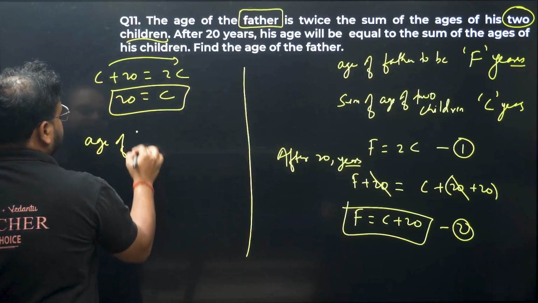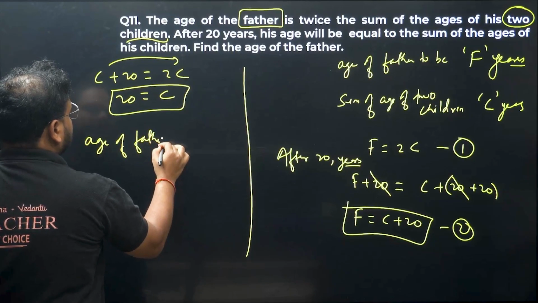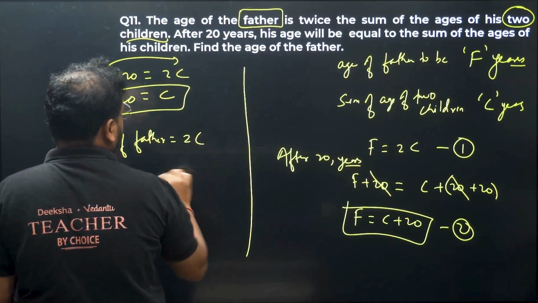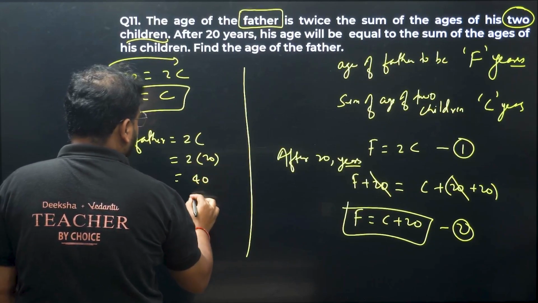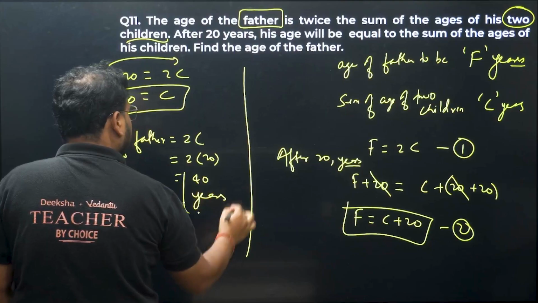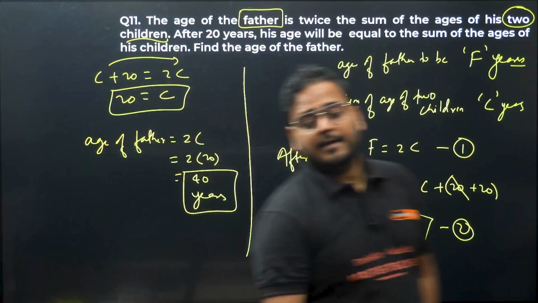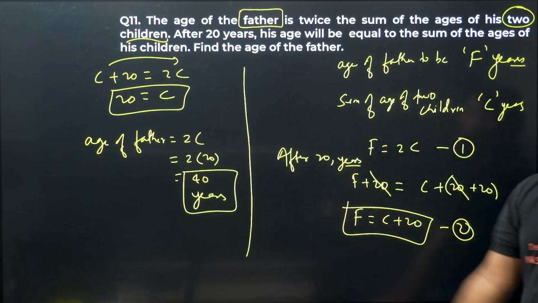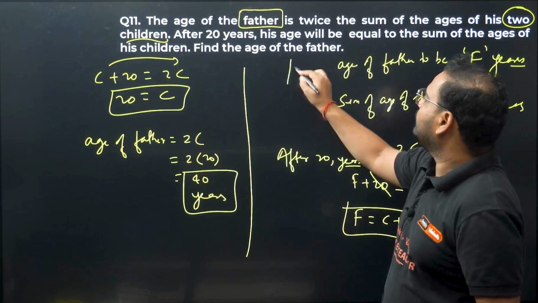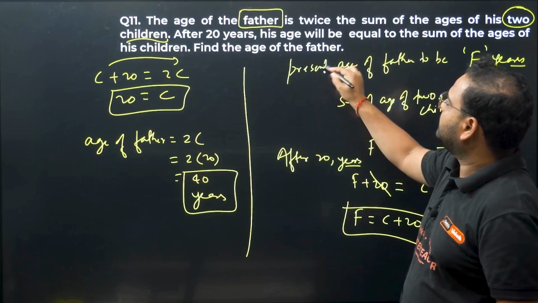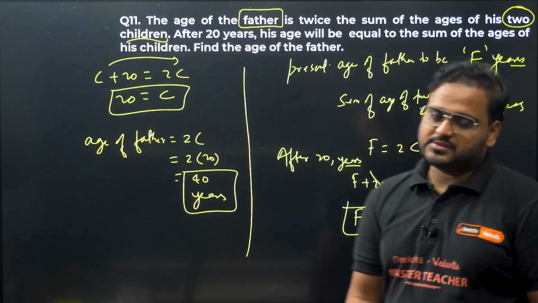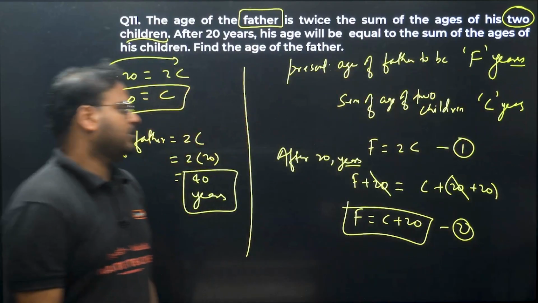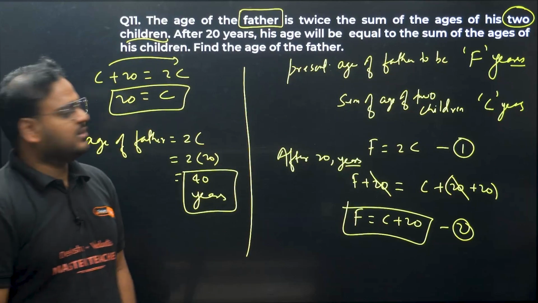Age of father. What is that? That's twice of c, 2 times of 20. How much is that? 40 years. Very simple question. If you know how to take the variable right, that is done. This represents what? Present ages, okay? Present ages of father, and again present ages of some of the two children. F years, C years. Please check.